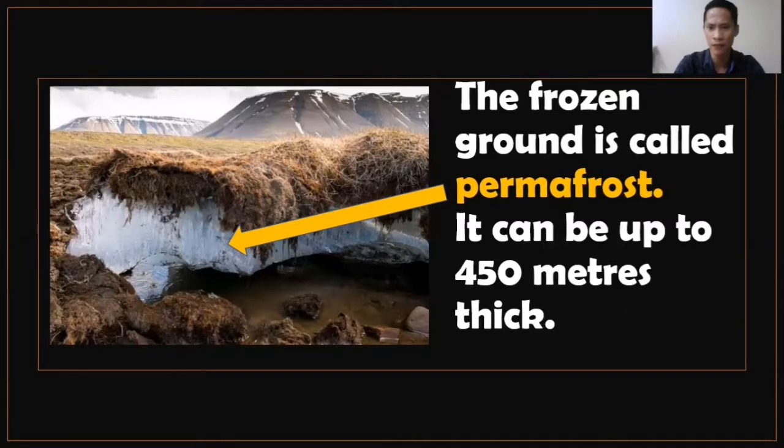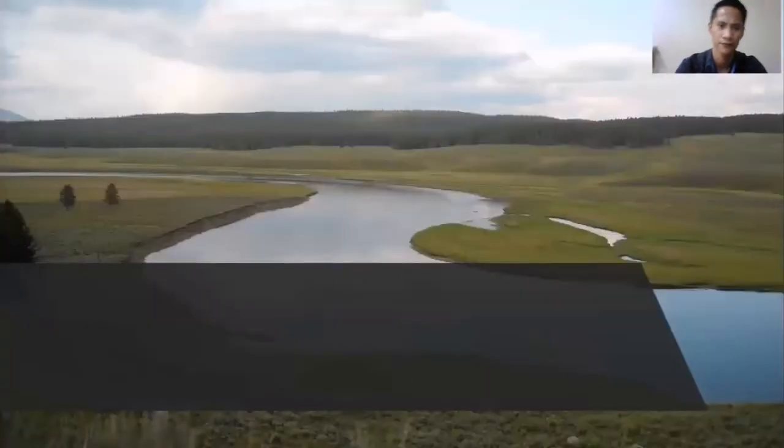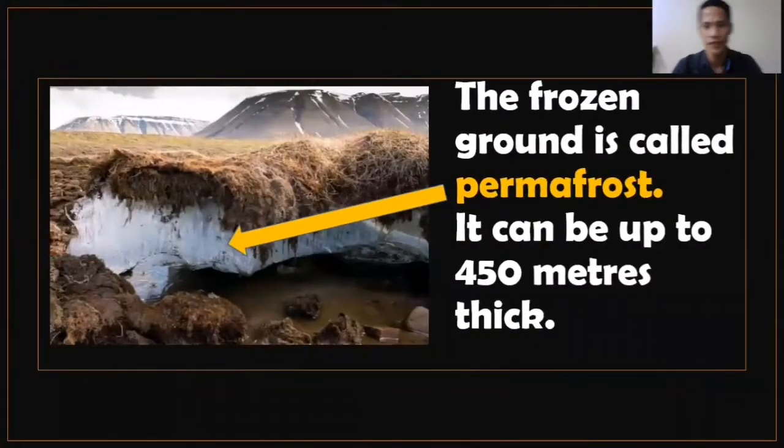Permafrost can be up to 450 meters thick. In this region, Arctic tundra is very cold. It is found in North America, north of Europe, north of Asia.